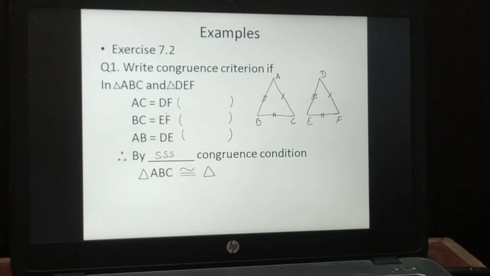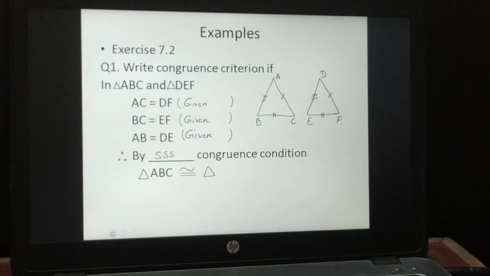So now AC is equal to DF. What is the reason? The reason is given here. If it is given, you will write down given. BC is equal to EF. This is also given, so again we will write down given. AB is equal to DE. This is also given in the textbook, so again we will write down given as the reason. This is the way we have written the reasons, and we have written that all three corresponding parts are equal. Now one thing is left, we need to find out the corresponding parts.